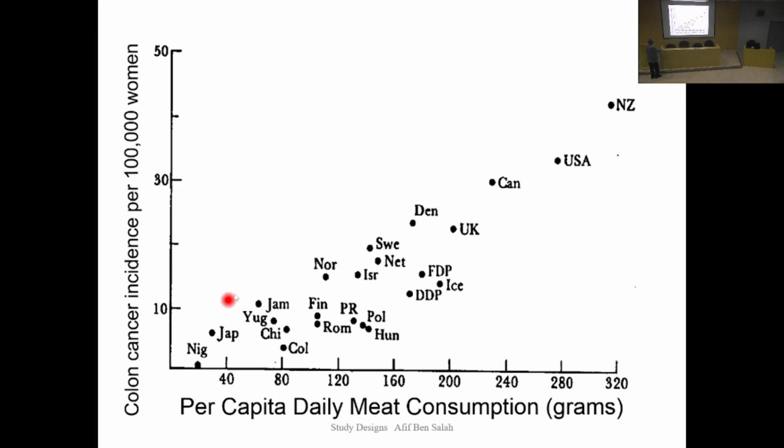Right? And every dot here is the incidence in a country. From the countries who consume low quantities to those who consume high quantities, like USA and Canada here and New Zealand. They have the highest incidence. So what does this show? What can you tell from this graph? The more you consume, the more your risk increases. Okay. Can you say that any person who consumes higher levels will have higher risk of colon cancer?